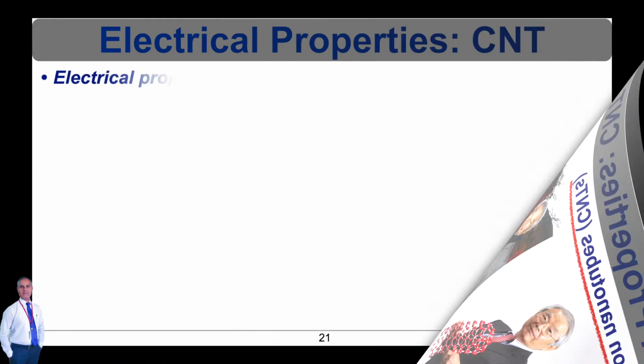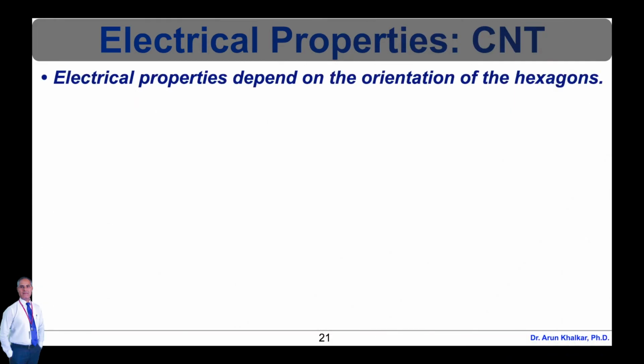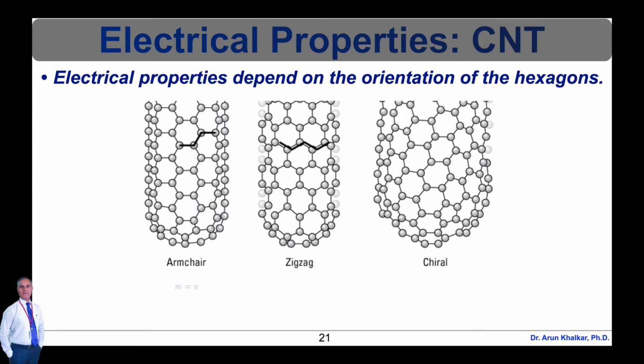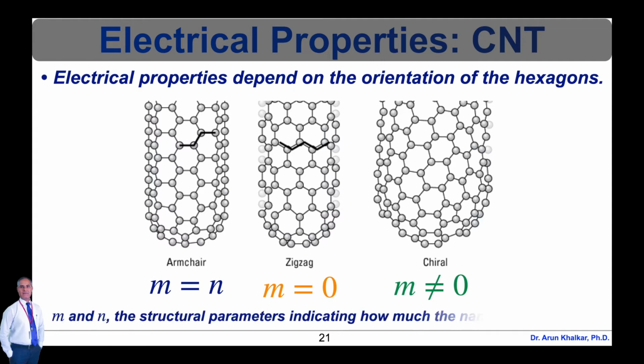The electrical properties of carbon nanotubes depend on how the hexagons are oriented along the axis of the tube. The following figure shows the three orientations that are possible. First is armchair, second is zigzag, and third one is chiral. There has been considerable practical interest in the conductivity of carbon nanotubes. Carbon nanotubes with particular combinations of small n and small m, the structural parameters indicating how much the nanotube is twisted, can be highly conducting and hence can be said to be metallic.